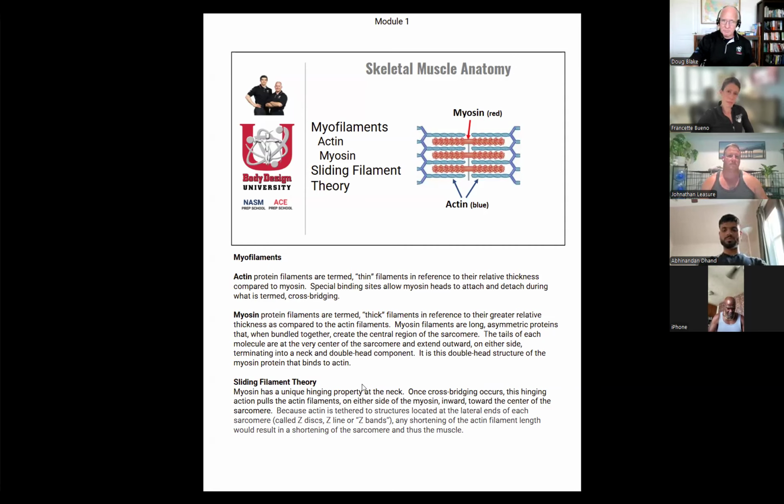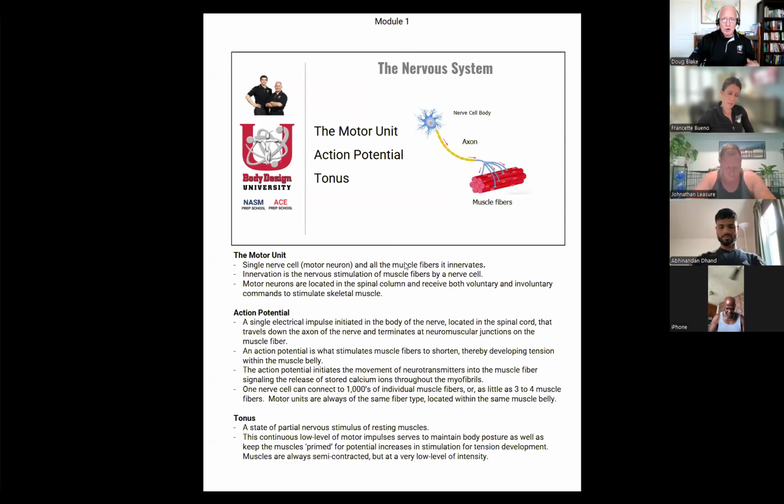That makes sense to everybody? Yes? Okay. So any questions on those? That's a very simple explanation of the sliding filament theory. Yes? Ab, you got any questions on that? You good? Okay.